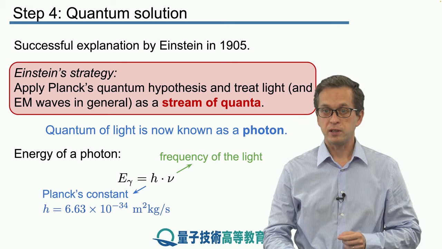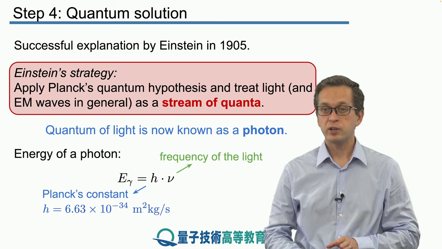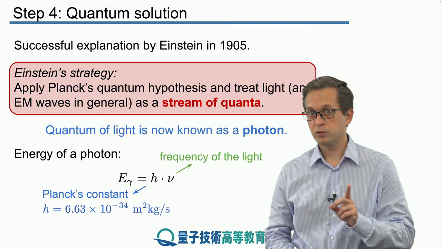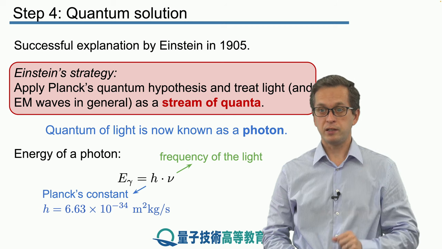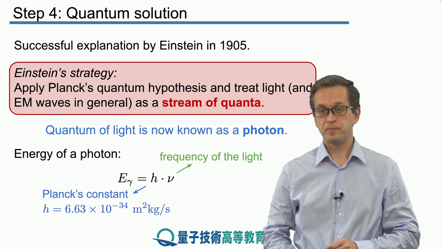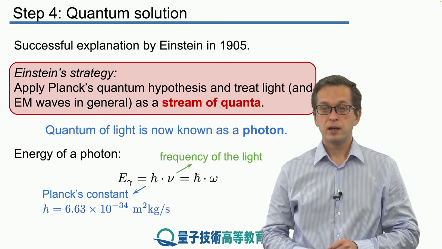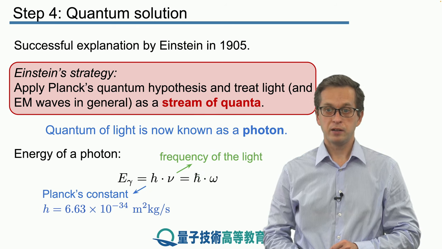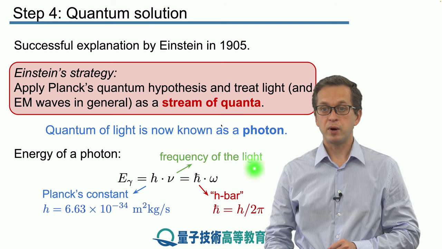But don't get confused. It doesn't mean that the frequency itself, in this case, is quantized. This frequency can be any real number. But by considering a single photon, we will have a certain amount of energy. Adding more photons, we'll just multiply this energy by the number of photons. Often this expression is given in terms of the angular frequency omega. So then we have to use a different constant of proportionality given by this symbol here, read as h bar, and given by h, Planck's constant, divided by 2 pi.